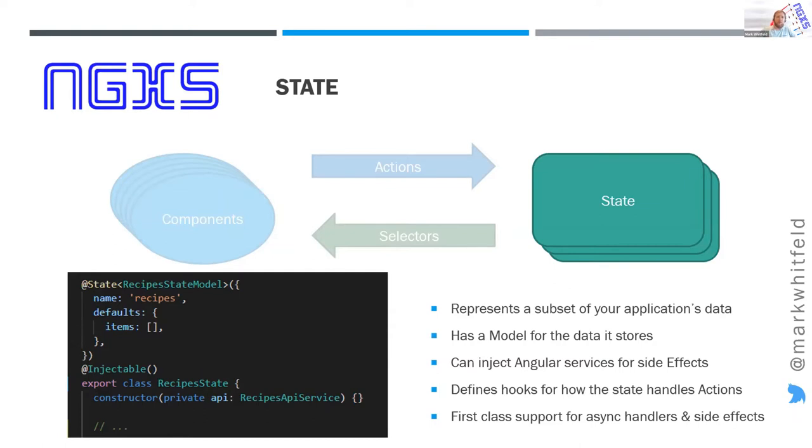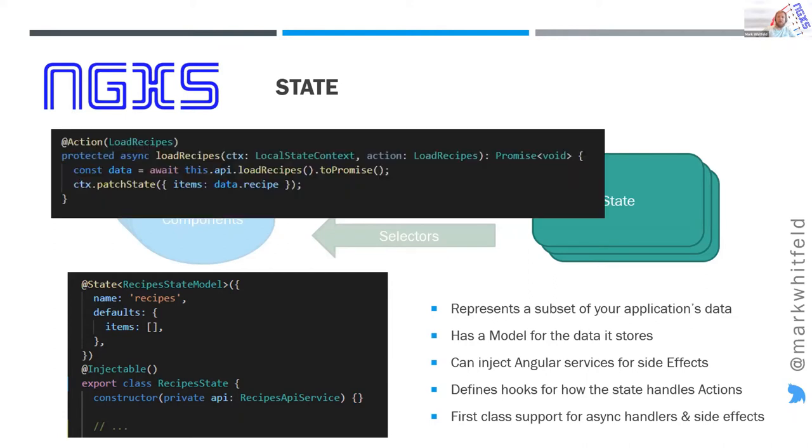The state has a model for the data that it stores. As you can see here, there's the recipes state model. And you can inject Angular services for side effects. As you can see here, we have the recipes API service, which is being injected into this class. The other thing that it has is it defines hooks for how the state handles the actions. So within this class, we would have a method declared like this, with an @Action decorator on it. So this method has been hooked into the load recipes action that's going to be dispatched within our application. And as you can see, it's accessing the API, retrieving data from the API, and patching that data into our state.